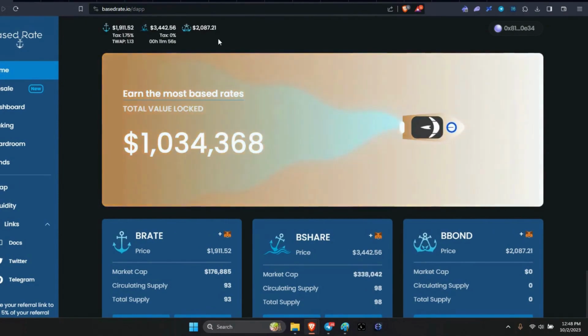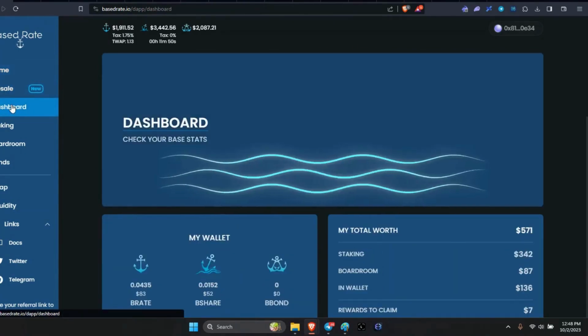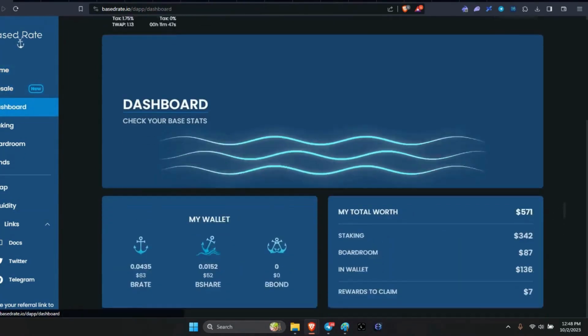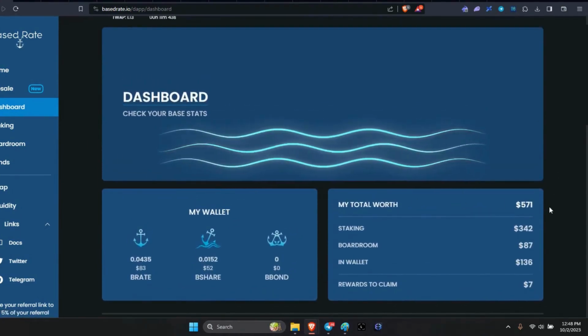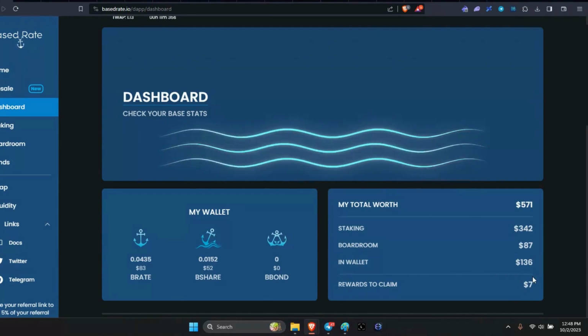Like I stated, the pre-sale is over, then you go to your dashboard. So like I said, I've been in since last Thursday. Your dashboard here just shows you your total worth, how much I have in stakes, how much I have in the boardroom, how much I have sitting in my wallet, and my rewards to claim. Normally at 12 o'clock, I come in and do my claims. I came in, I pulled my claims. I wanted to do it on video.